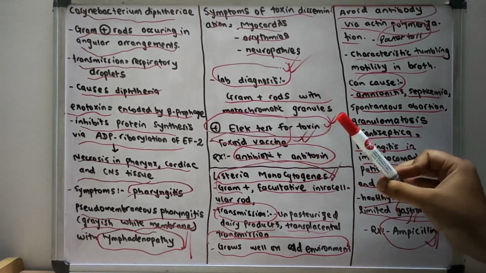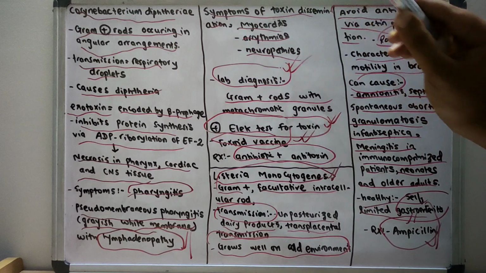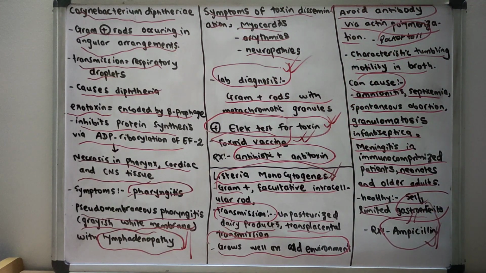And the Listeria monocytogenes causes various diseases like amnionitis, septicemia, and it is one of the important causes of spontaneous abortion, granulomatosis, infantiseptica, and meningitis in the immunocompromised patient, neonates, and older adults. So these are the very important notes that you should know in the Corynebacterium diphtheriae and Listeria monocytogenes.